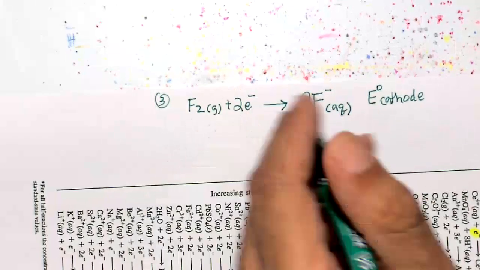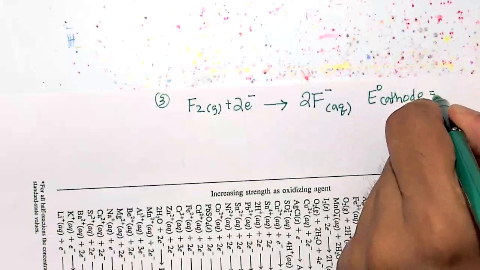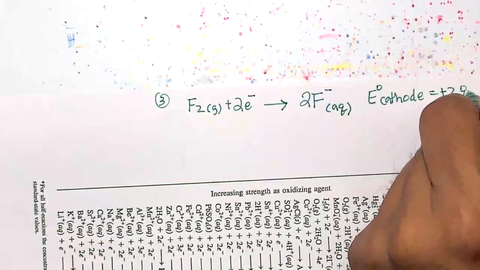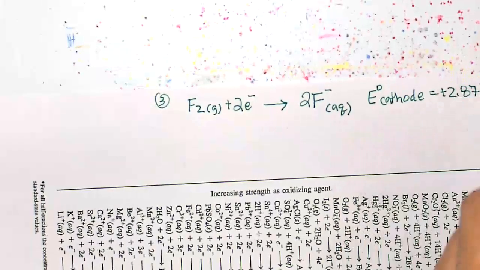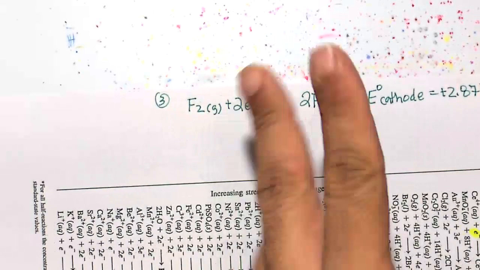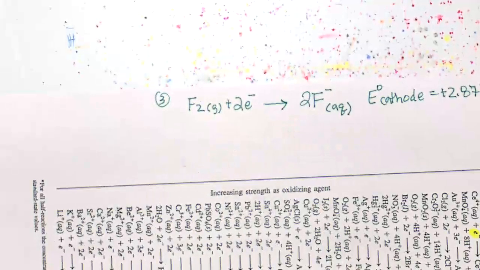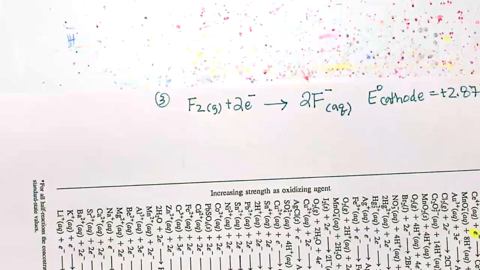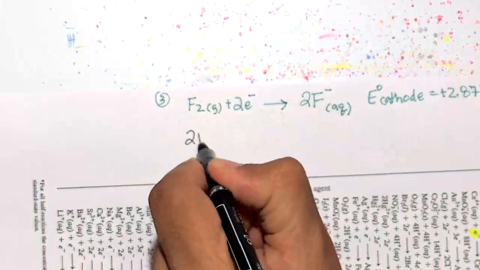But I'm going to flip it. Okay, I'm going to flip it. So we said, reading off of the sheet, this is positive 2.87 volts, but I'm going to flip this. Okay, what does flipping mean to you guys? It just means this. Okay. If I flip it, now what happens?